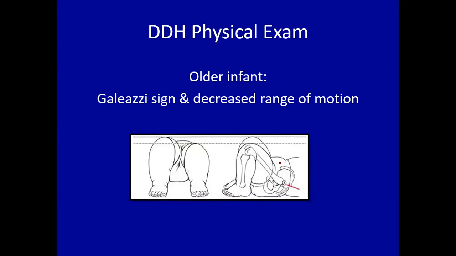The Galeazzi sign is where you have the child laying flat, and you see some sort of leg length discrepancy. What you're actually seeing is this femur here that's slipped up. It should be sitting here, right, and it would extend right there, but it's not. It's sitting back, and that's what's causing this leg length discrepancy. So that's called the Galeazzi sign.